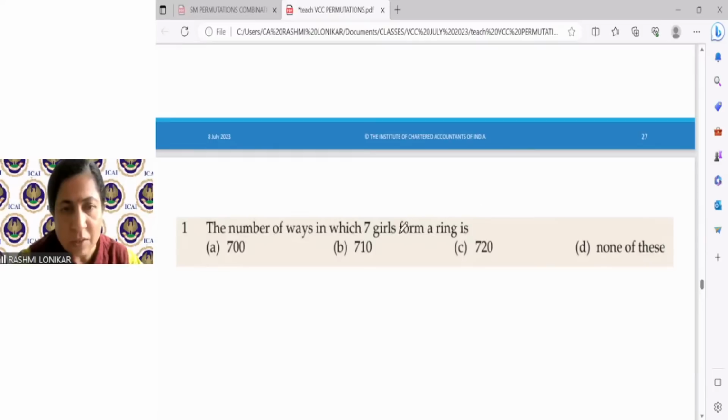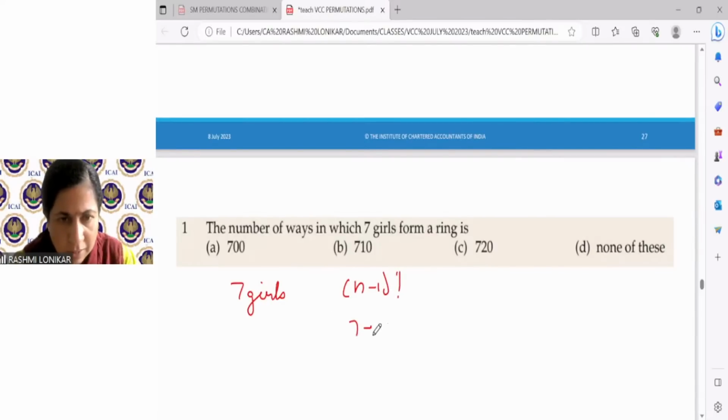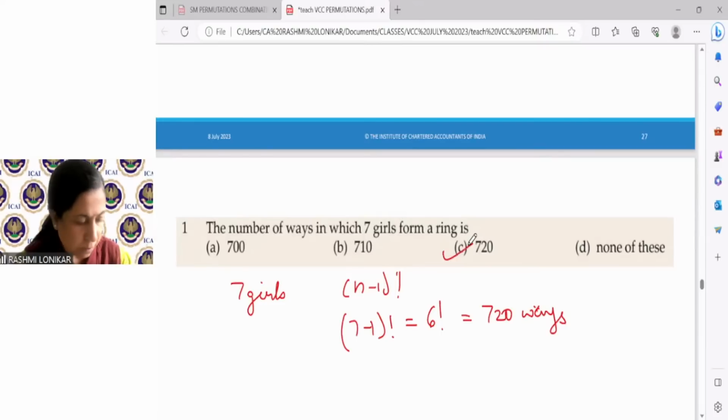The number of ways in which 7 girls form a ring. 7 girls. Formula is (n minus 1) factorial. So 7 minus 1 factorial, which is equal to 6 factorial, which is equal to 720 ways.